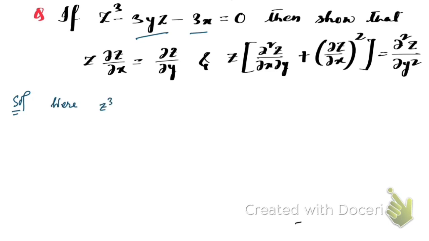z cube minus thrice yz minus thrice x is equal to 0. As we are going to find, first let us find del z by del x. If you partially differentiate it, this is, suppose, equation number 1.